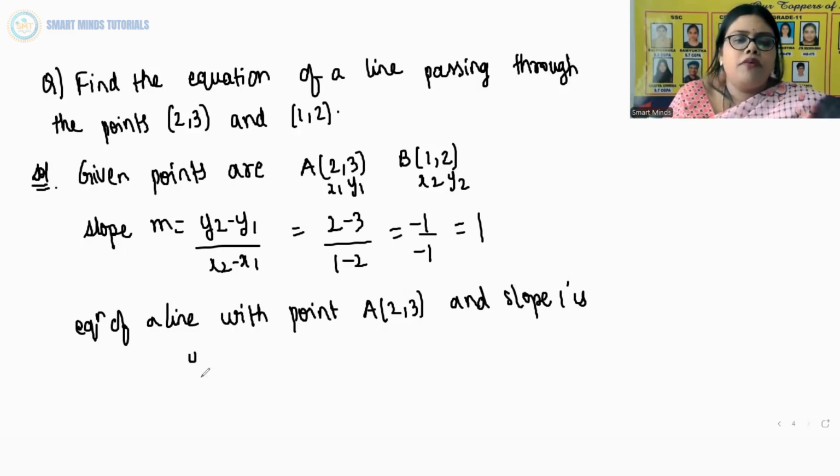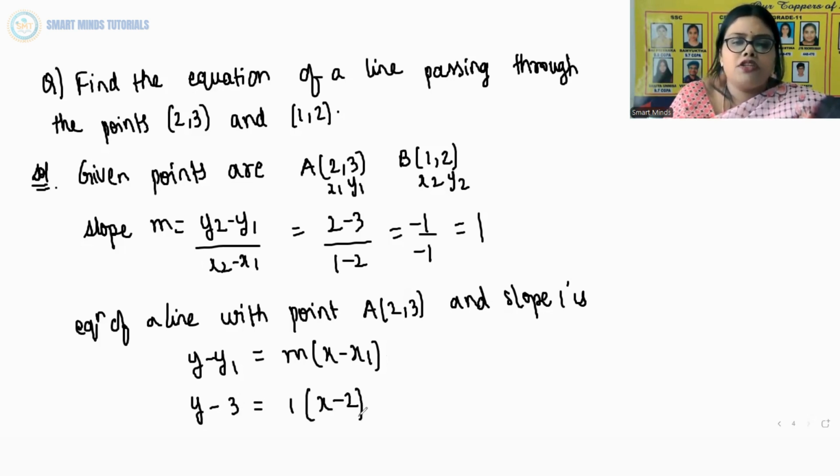What is the formula? We use one-point form here. y minus y1 is equal to m into x minus x1. So here, y minus y1 is 3, equals m is 1 into x minus 2. So you get x minus 2 is equal to y minus 3. Take all right-hand side terms to the left-hand side. x minus y plus 1 is 0.